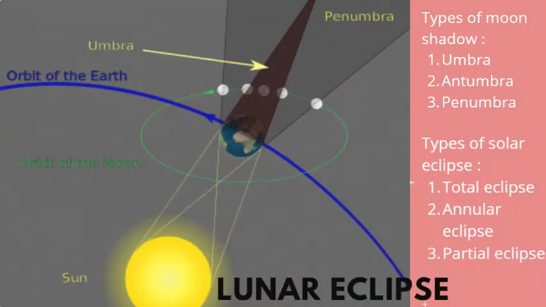Second, a lunar eclipse. A lunar eclipse occurs when the moon passes through the Earth's shadow. Lunar eclipses have the same three phases or types as solar eclipses. Lunar eclipses can be seen by a much larger area of the Earth than solar eclipses. They also can be viewed without special equipment to protect the eyes.